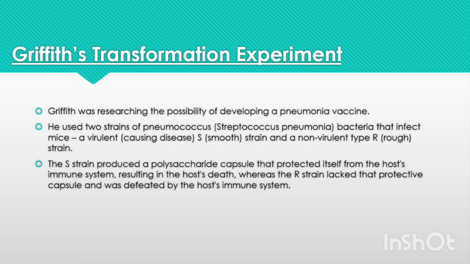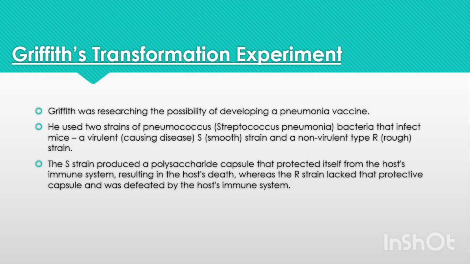Griffith's transformation experiment. Griffith was researching the possibility of developing a pneumonia vaccine. We already know his main goal was to develop a vaccine for pneumonia. He used two strains of pneumococcus, or Streptococcus pneumoniae, bacteria that infect mice: a virulent S strain and a non-virulent R strain. These were the two strains he took.